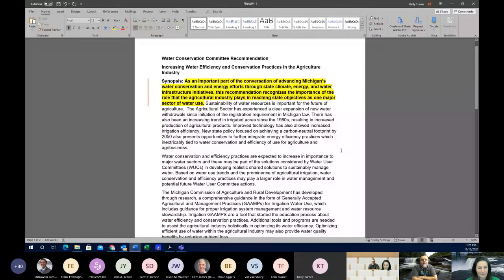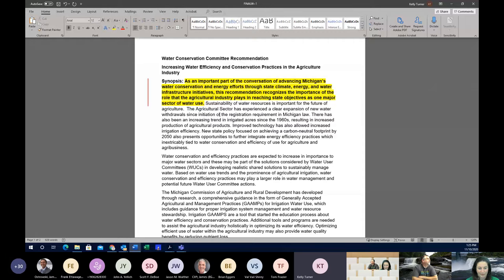So you should see at the top the Water Conservation Committee recommendation for increasing water efficiency and conservation practices in the agriculture industry. Is that what you're seeing? Yes, yeah. Now we can see it. Okay, awesome. So now that I've talked about it, maybe you can actually finally read it here.